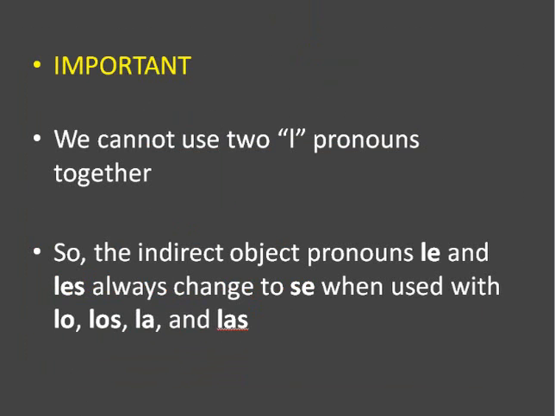Alright, one more thing that's muy importante also. We can't use two pronouns that start with L together, like le and lo. We can't have those together. So the indirect object pronouns le and les are always going to change to se when we use them with lo, los, la, and las.